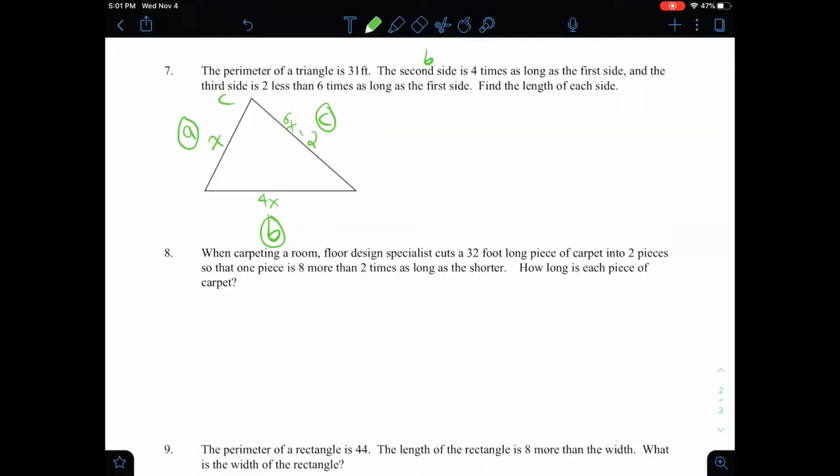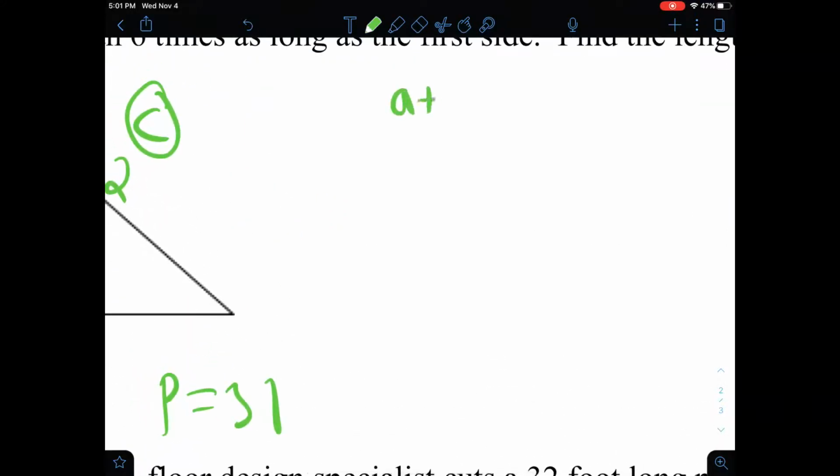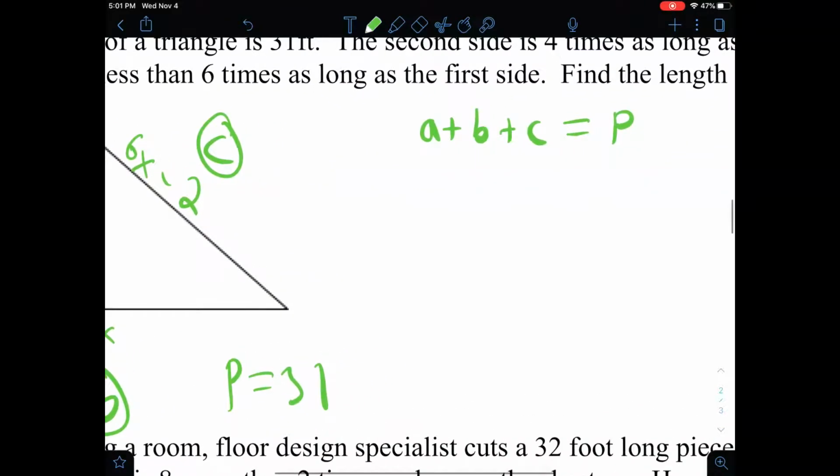Okay, the perimeter is 31, right? Perimeter is the inside or the outside of a triangle? It's the outside, so we're literally going to add up a plus b plus c. I'm going to zoom in a little bit here. A plus b plus c equals p. But a was x, b was 4x, and c was 6x minus 2. And then the perimeter was 31.